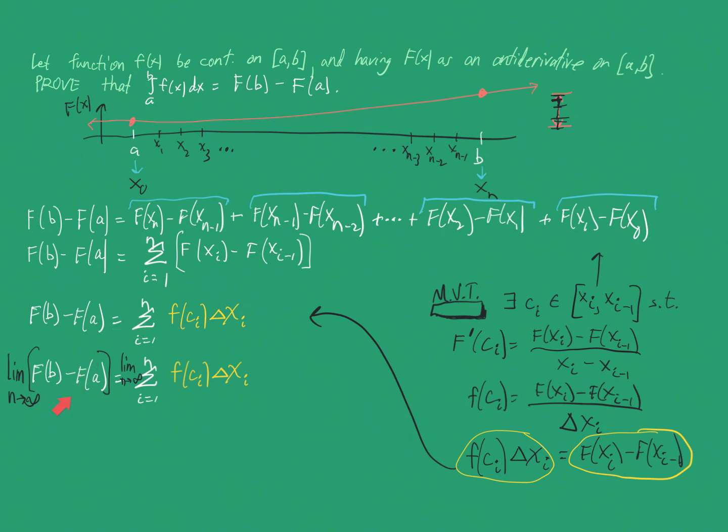Then all that's left is to take the limit as n approaches infinity. As the number of rectangles or subintervals diverges toward infinity, in other words, the limit as n approaches infinity, there are no n's in this expression, so the left side remains, while the right side is our textbook definition of the definite integral. Quod erat demonstrandum.